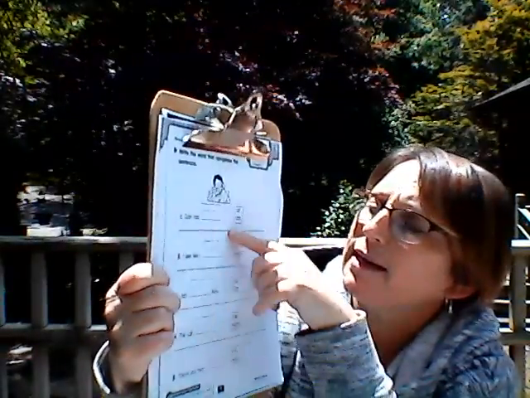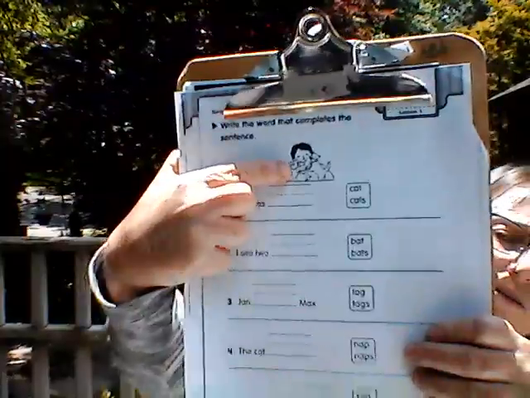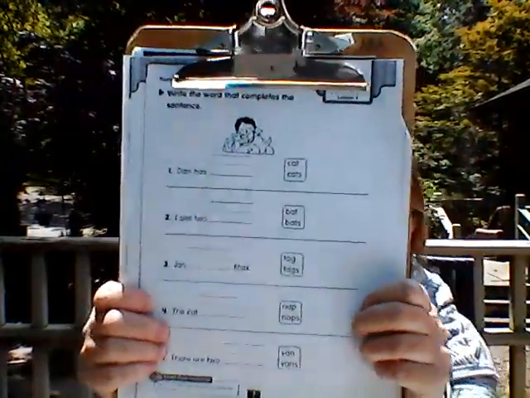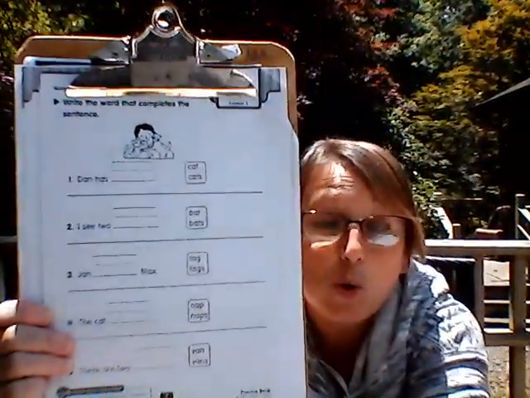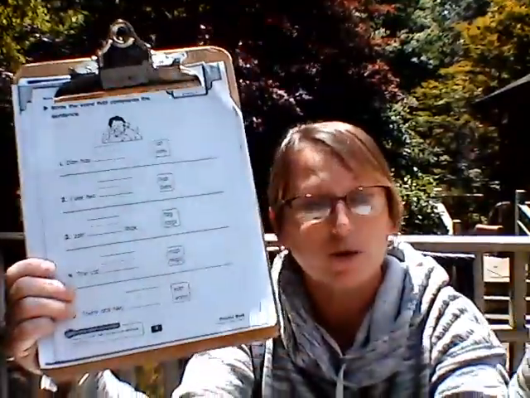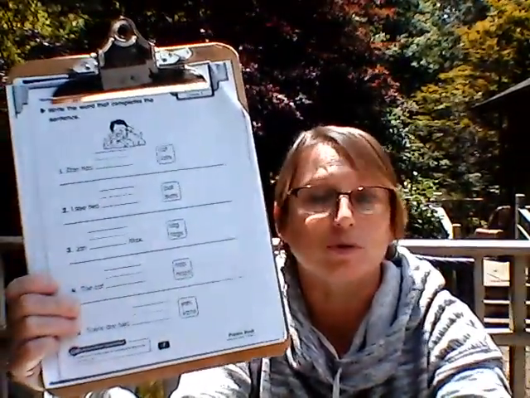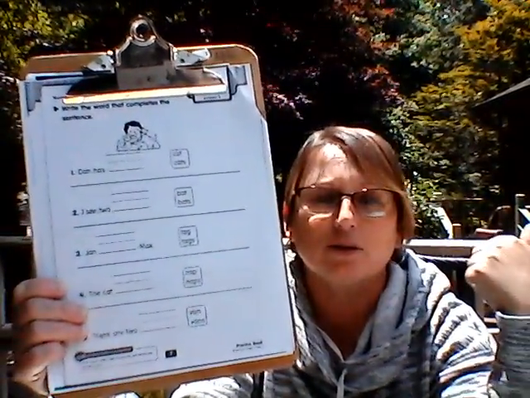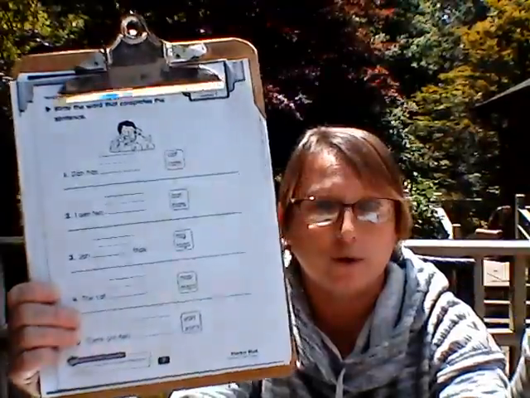Dan has cat, or Dan has cats. Well, if we look at the picture, how many cats does Dan have? He has more than one. So when there's more than one of something, that means it's plural form. That means there's 2 or more. So we need to add an S.